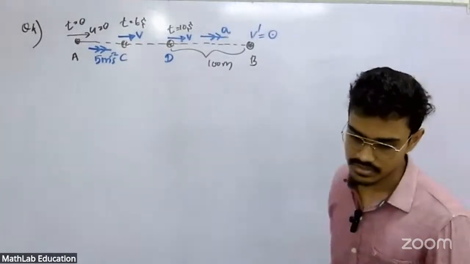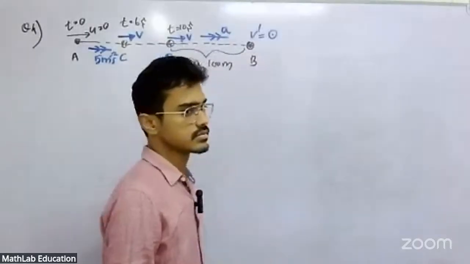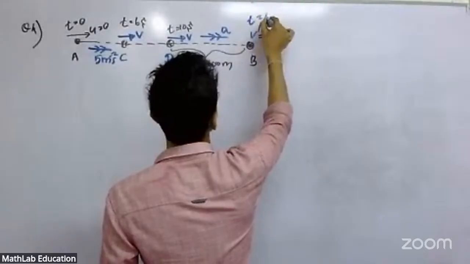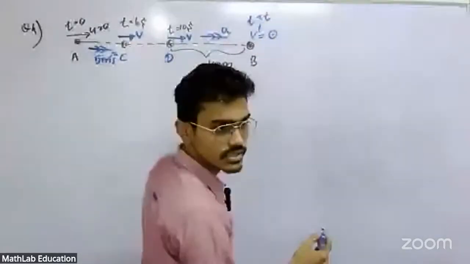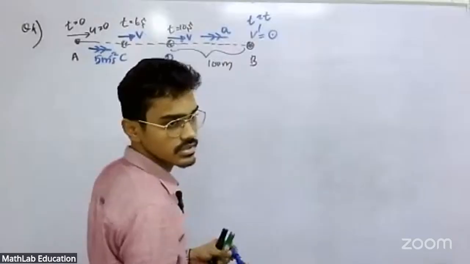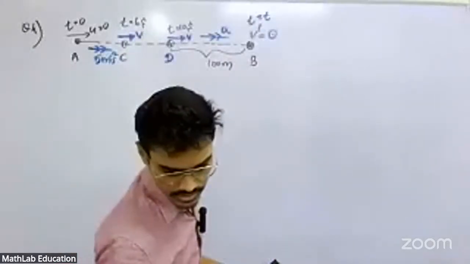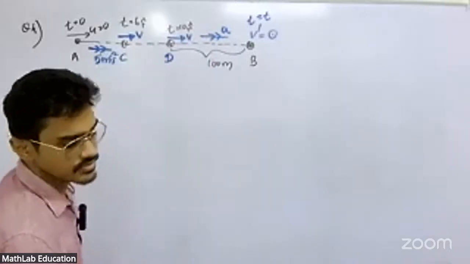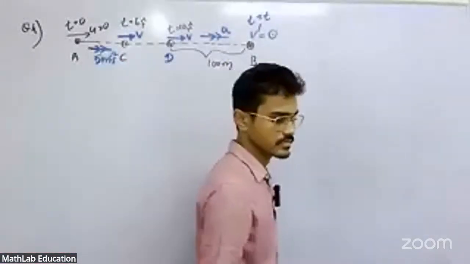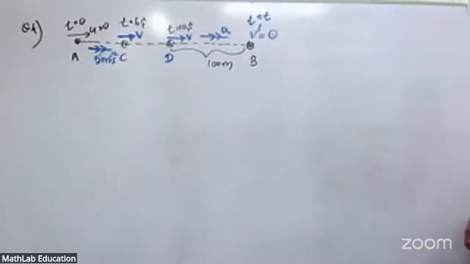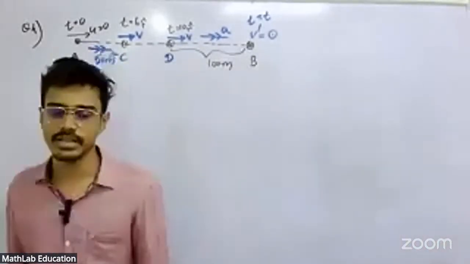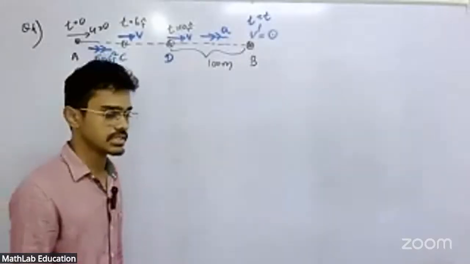The final time is not given. We don't know. So let's say t equals T. Is it given? No, that is not given, so we don't know. Time in all linear motion equations is a time interval. That is not just a time, that is a time interval.